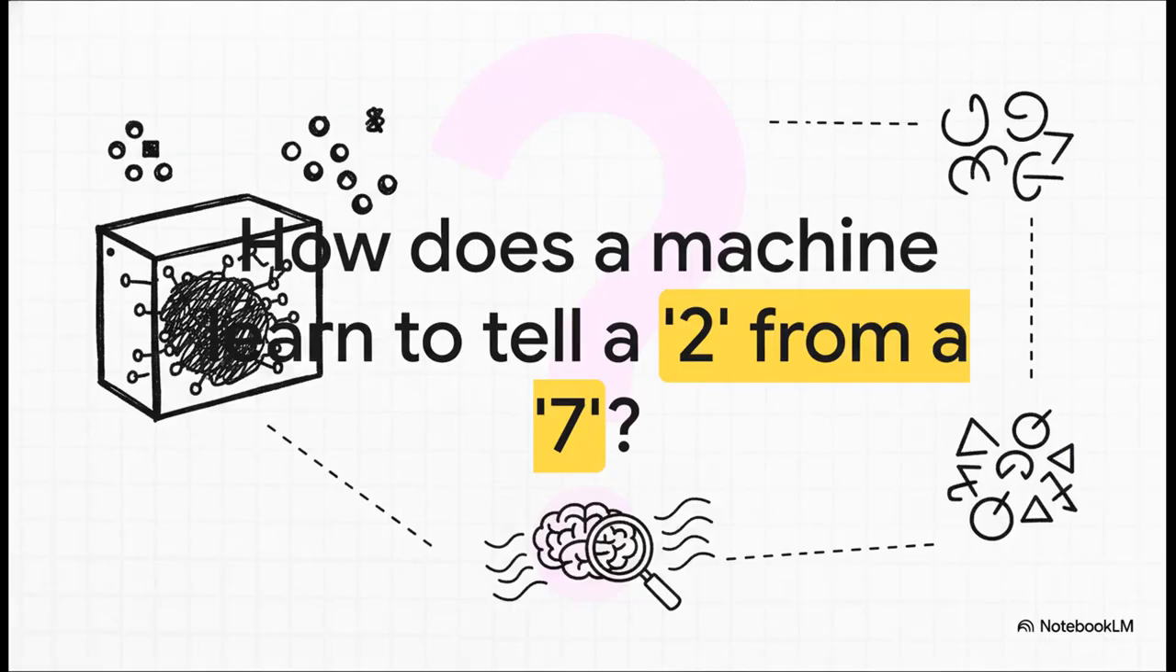So just think about this for a second. How does a machine, an AI, learn to tell the difference between a handwritten 2 and a handwritten 7? I mean, sometimes they can look almost identical, right? A machine doesn't have eyes like we do. It just sees a grid of numbers, and somehow it has to find a pattern in all that chaos.